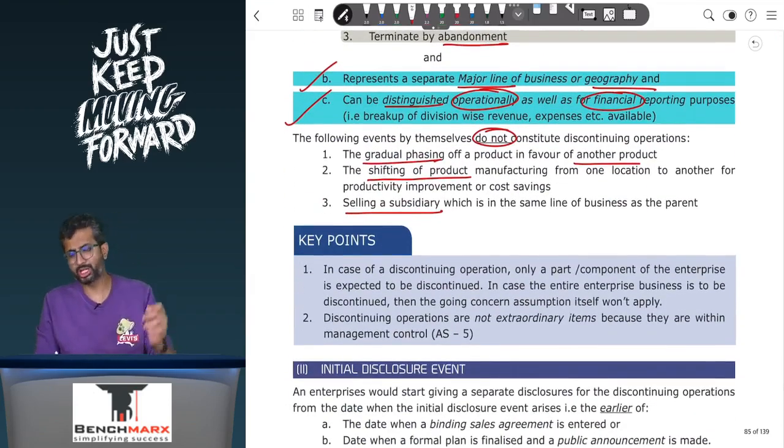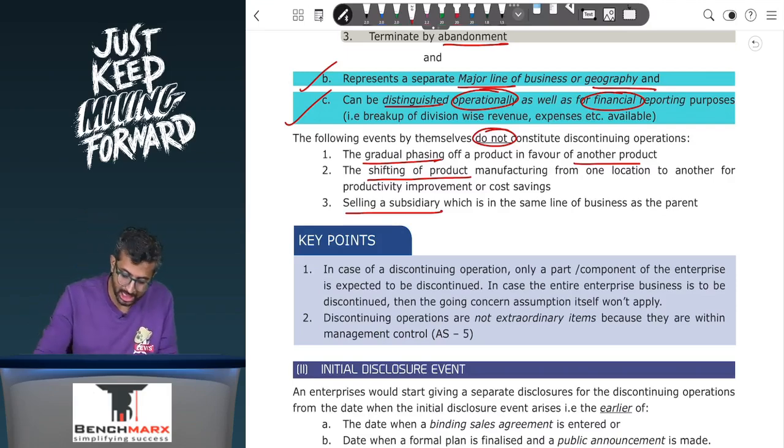Now, when you look at AS5, discontinuing operation is not an extraordinary item, it is unusual, but it is within the management's control, and hence this is not treated as an extraordinary item. Secondly, in case of discontinuing operation, only a part or a component of the enterprise is expected to be discontinued.